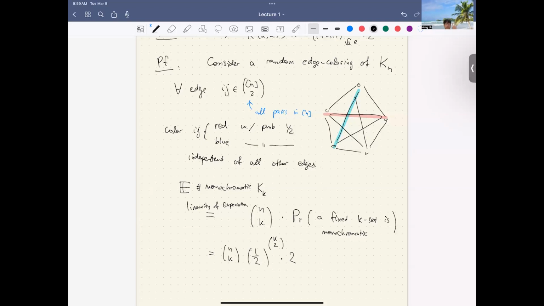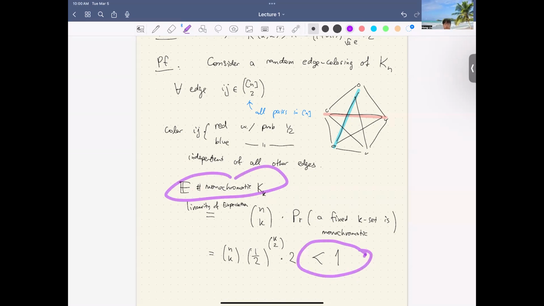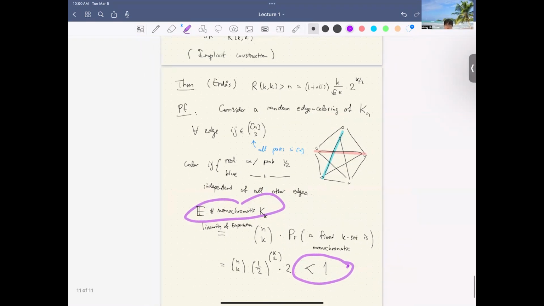The magic is the very last step. If this expectation is less than 1, this is the interesting part. By our choice of this parameter, 2 to the k over 2, if you plug in and do the computation, this is less than 1. I will leave it for you to verify this inequality. So this is true.